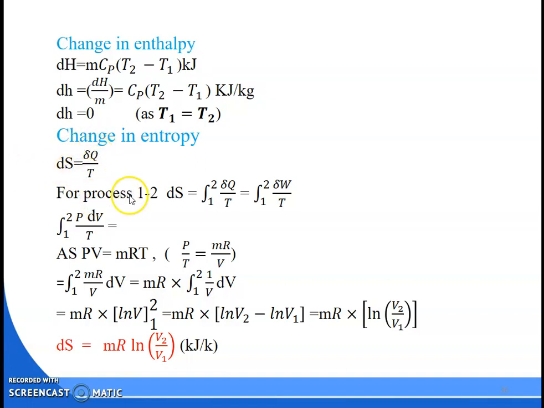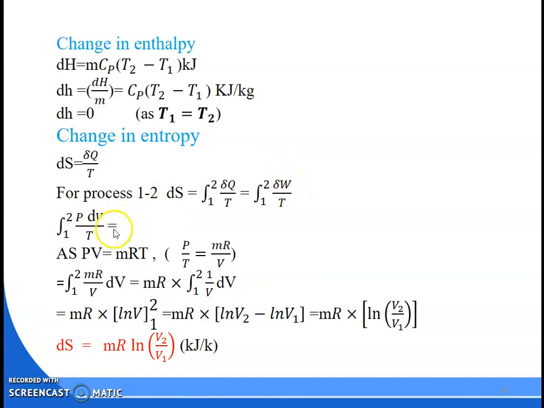Okay. So for the process 1 to 2, what is your change in entropy? ds is equal to integration from 1 to 2 of del Q by T. So we know that for the constant temperature process, del Q is equal to what? Del W. Heat transfer is equal to work transfer, so del Q is equal to del W. So in place of your del Q, what can I put? Del W by T from 1 to 2.